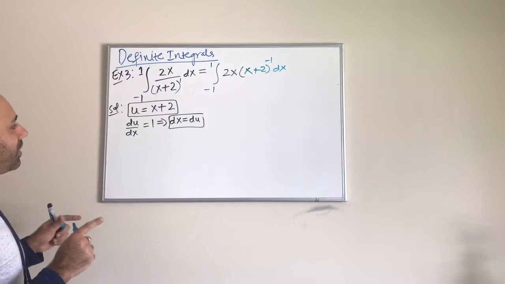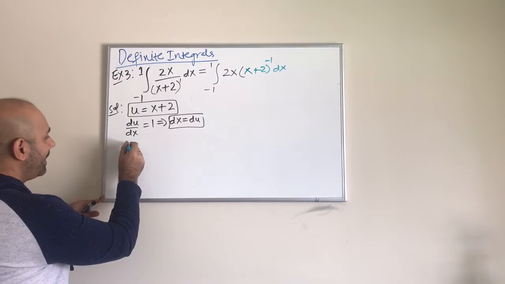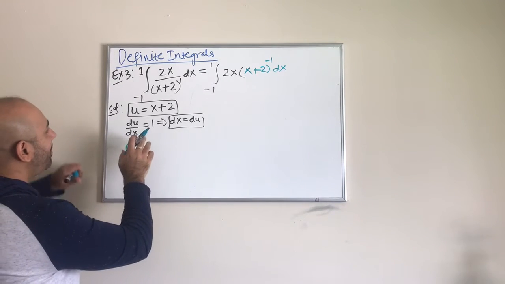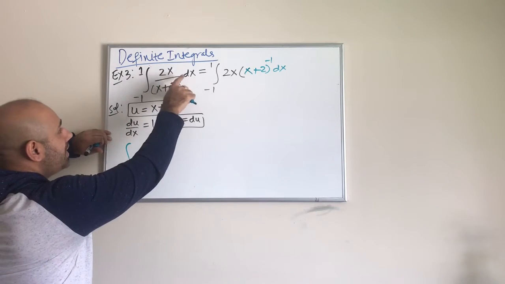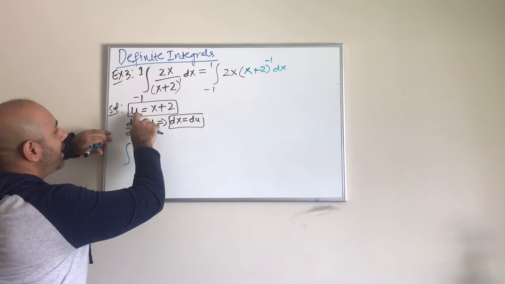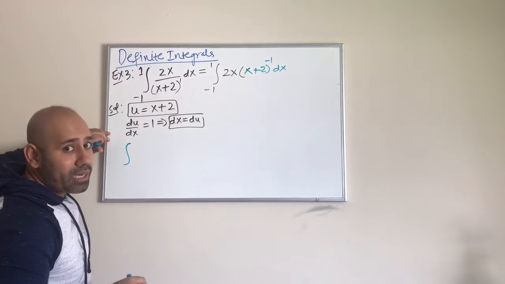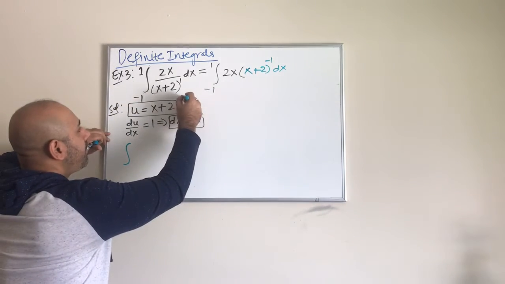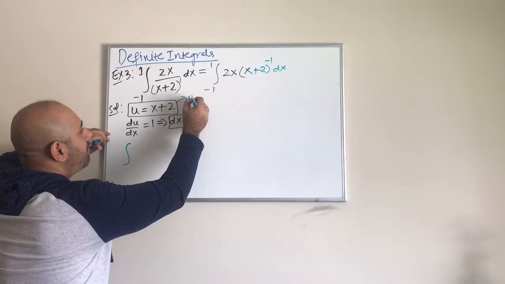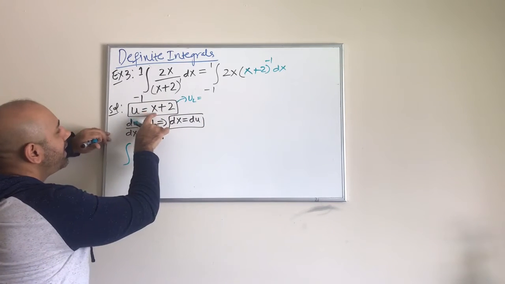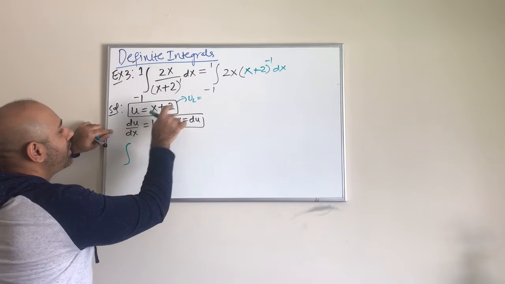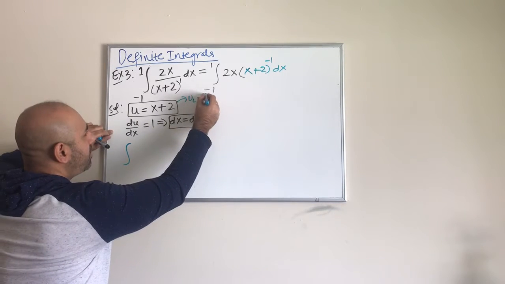But there's one more thing we have to do before we go to step number 3. If you remember from my last video, we're changing the variable from x to u. So that means the lower and the upper limit will also change. So we have to calculate the new lower limit. We have to substitute -1 for x. If I do that, -1 + 2 is going to be just +1.